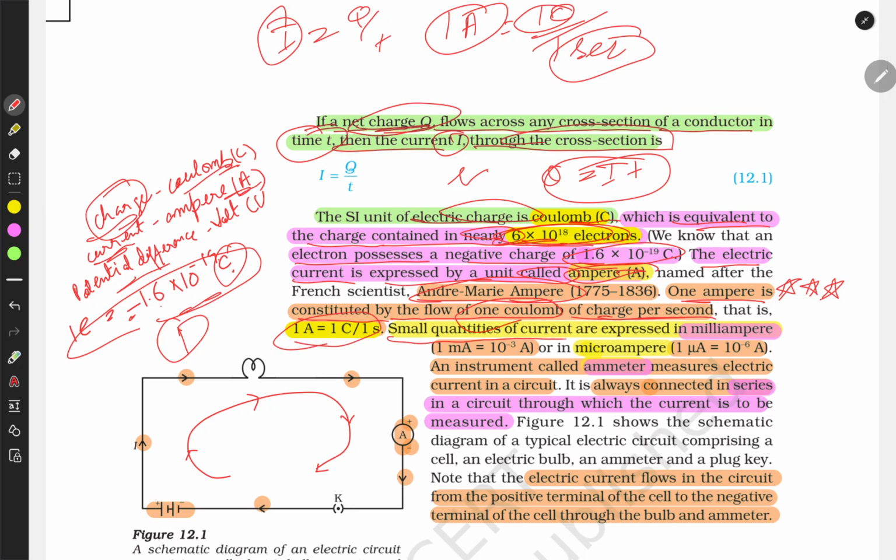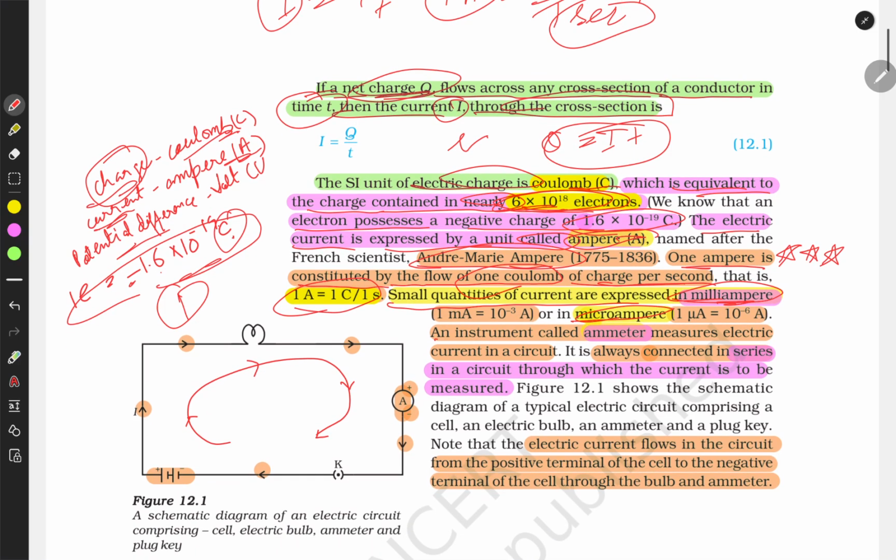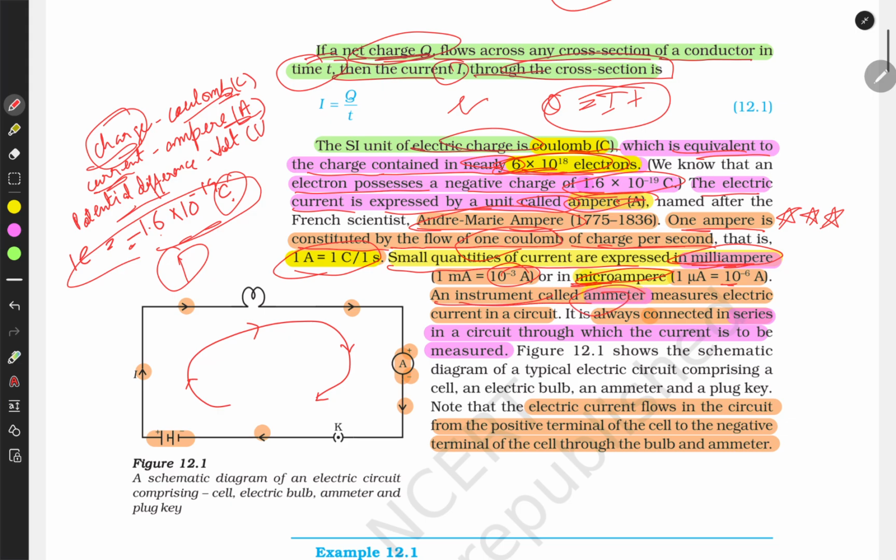Small quantities of current are expressed in milliamperes and microamperes. A milliampere is 10 to the power minus 3 ampere, and a microampere is 10 to the power minus 6 ampere. The instrument that measures the electric current is called an ammeter, and it is always connected in series. So this is the ammeter, connected in series. It measures the electric current in ampere, always connected in series in the circuit through which the current is measured.